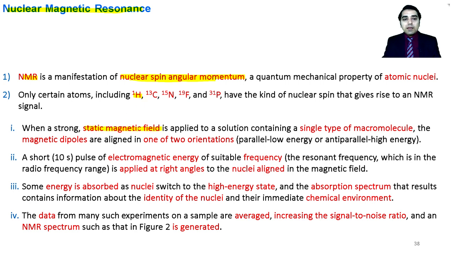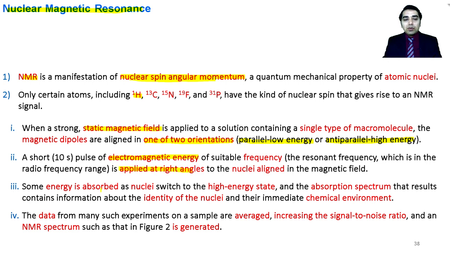In this technique, a static magnetic field is applied to one type of molecule. Under that static magnetic field, all the nuclei arrange themselves in either of two positions. One is parallel to the magnetic field, that is the low energy state, and another one is anti-parallel, that is the high energy state. After all the nuclei are arranged, a short pulse of electromagnetic energy is given to them.